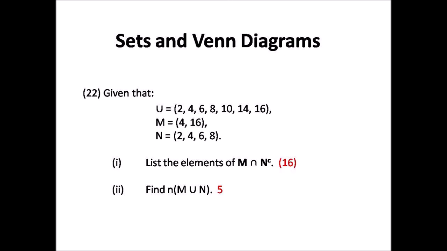You don't count a number twice, so it'd be 2, 4, 6, 8, 16. So it'd be 5 numbers in the union.